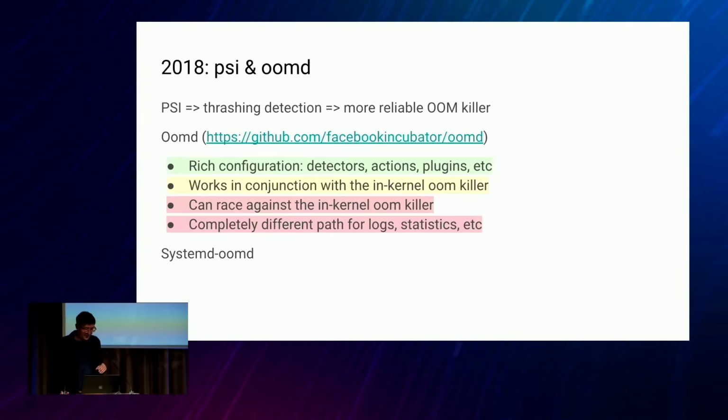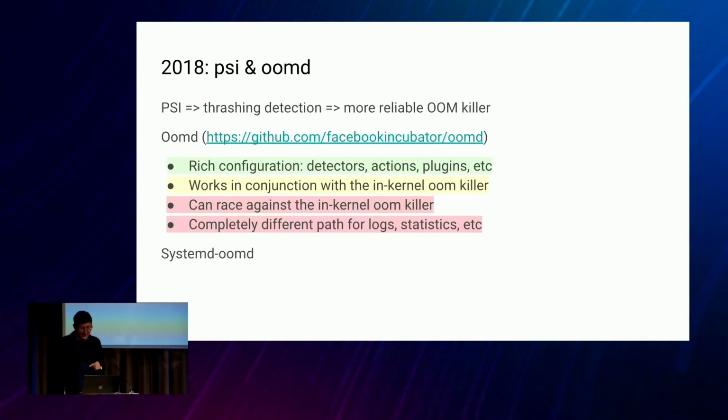But actually, it works pretty nicely in practice, and I think to these days, many big systems are relying on this. But because you have two separate OOM killers, they are completely separate. They don't have anything in common. They don't know anything about each other. They have completely different logging and statistics pipelines, and they can actually race against each other. I think handling these two OOM killers in any sort of cluster management system becomes more complicated.